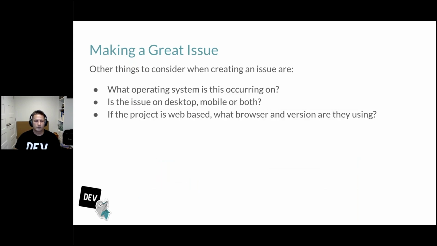Other things to consider when creating an issue are, what operating system is this occurring on? Is the issue on desktop, mobile, both? If the project is web-based, what browser and version are they using? I'll keep reiterating this point, but the more information you can provide, the better. As mentioned in the maintainers section of this talk, a great issue template can help with this.